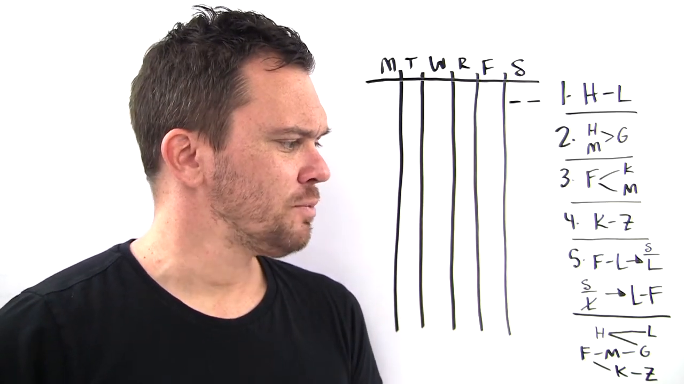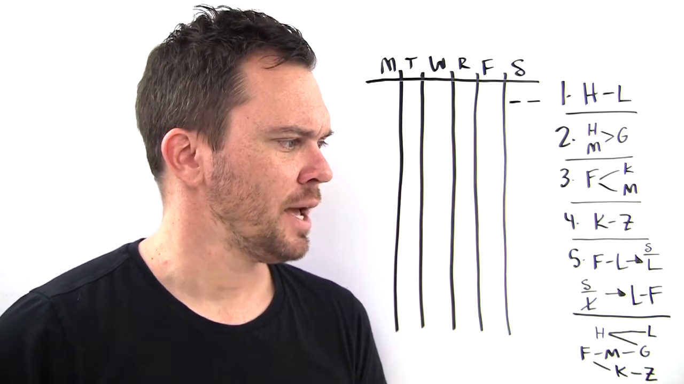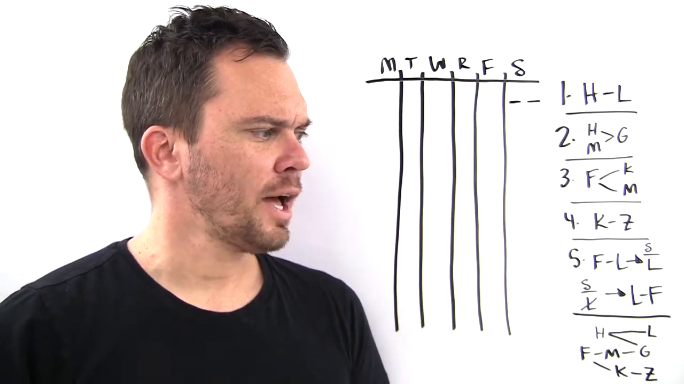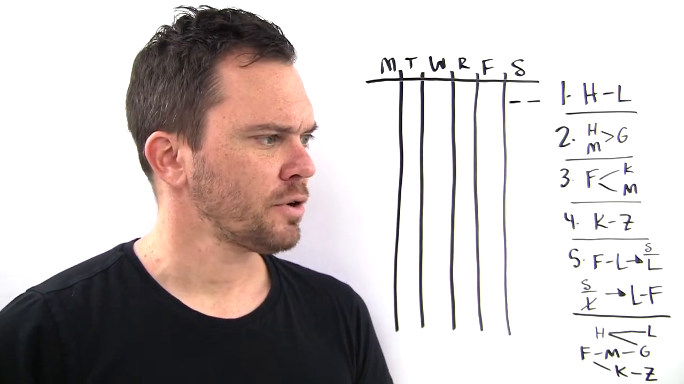Answer choice D, rule 4 tells us that K is before Z. Get rid of answer choice D. And finally, answer choice E, well, H has to be before L, so get rid of that, rule 1. And that is that first question.